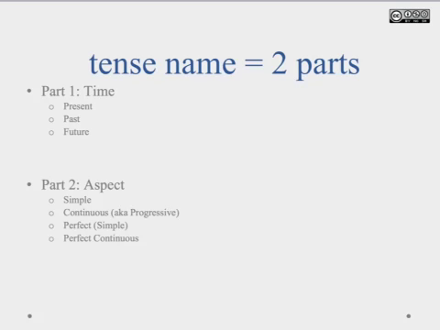Tense can be either simple or continuous. It's also known as progressive, but most EFL courses use the word continuous. Third possibility is perfect simple, but again most books just use perfect and drop the simple there. The fourth possibility is that the tense is a perfect continuous tense.